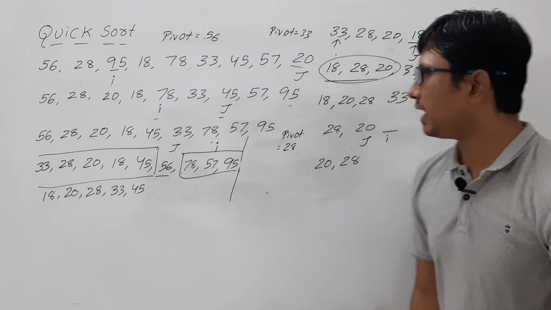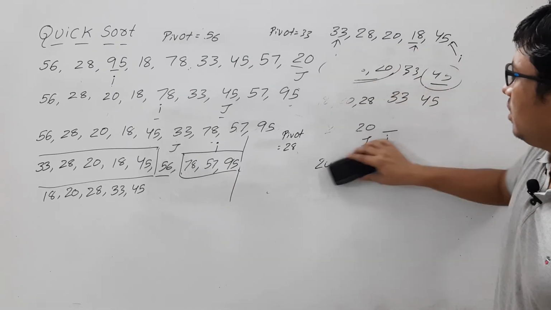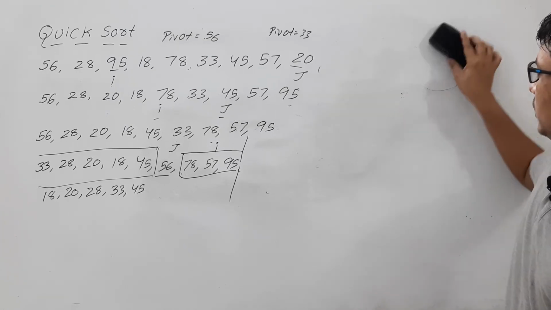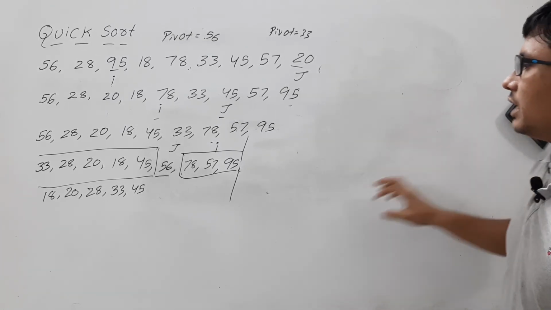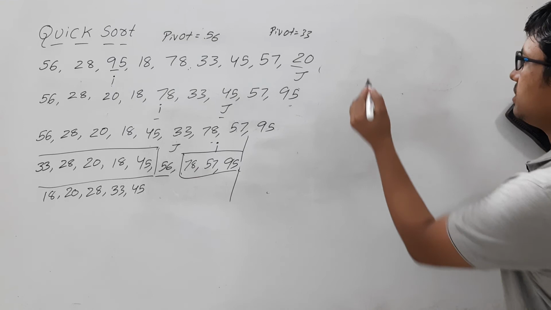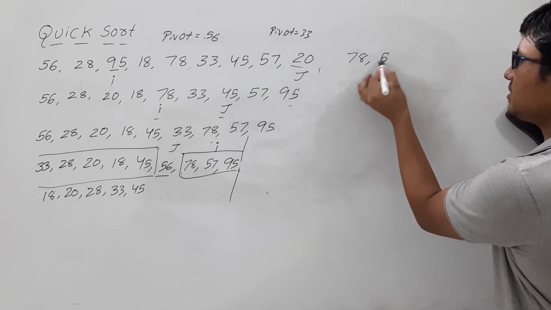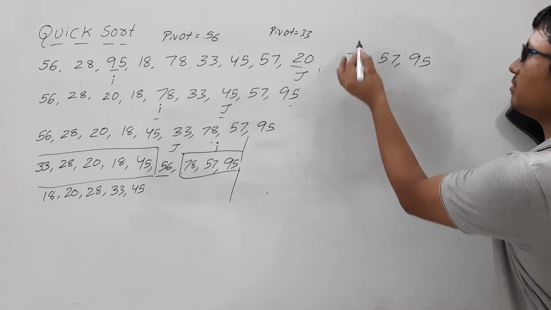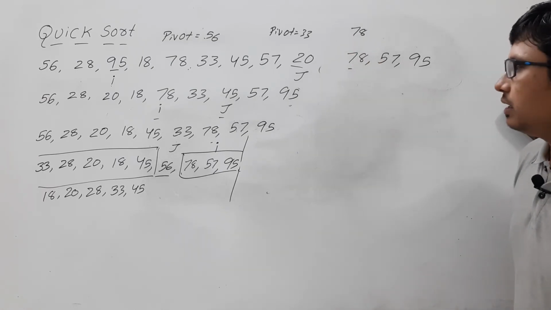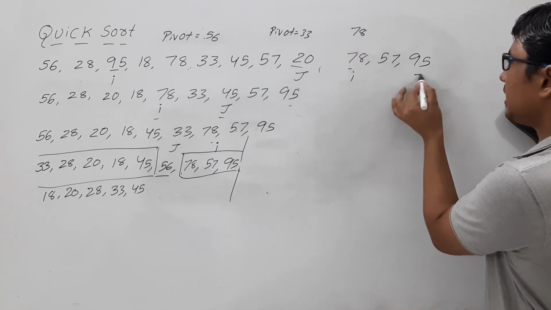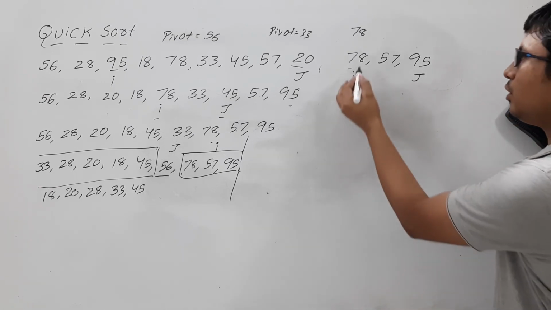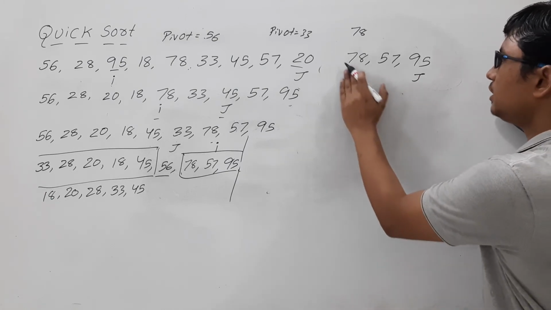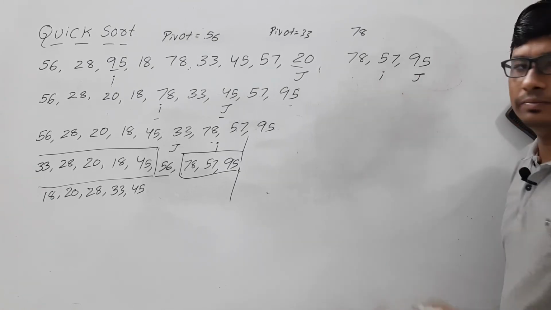Now you take the sub array, this one, because all the elements on the left hand side we have sorted using quicksort. Now let me take these elements: 78, 57, 95. Now what is the pivot element? 78 is the pivot element. Now i is pointing here and j is pointing here. Now A of i is equal to pivot, so I need to increment the i value.